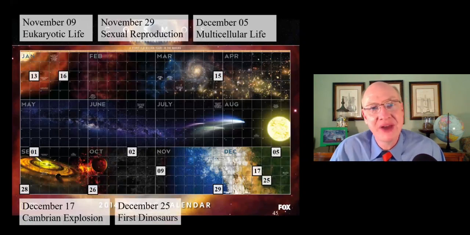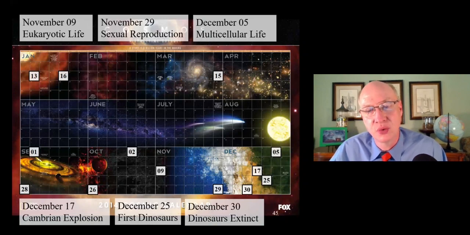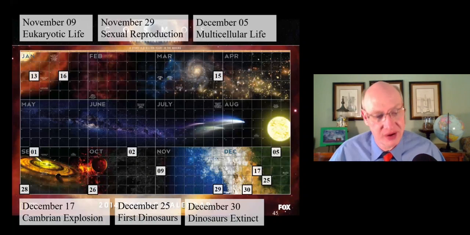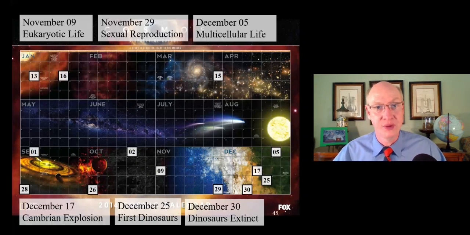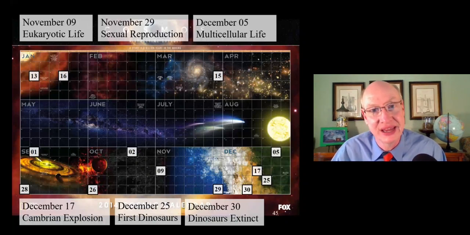The dinosaurs come about on December 25th. We get our first dinosaurs on Christmas Day. And the dinosaurs do great because they last on the cosmic calendar 5 whole days. So the dinosaurs come around on December 25th and they go extinct on December 30th. Now, this is quite remarkable. The dinosaurs going extinct is something that you and I think of as happening long ago. But on the cosmic calendar, where the Big Bang was on January 1st and today is on January 31st, the dinosaurs went extinct yesterday. On the cosmic calendar, the extinction of the dinosaurs was literally yesterday.